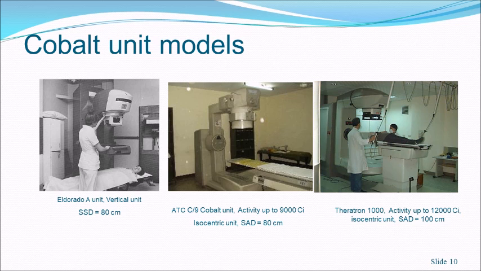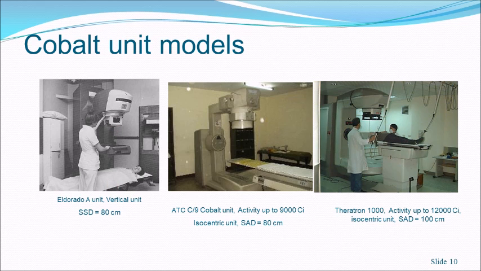These are some of the models of cobalt unit over the years. This is a vertical unit. You cannot do isocentric treatment, but you can take it higher and even treat a larger field size with a larger SSD. This is called Eldorado A. Later on, it became Eldorado 8. One thing you can do is a swivel of the head to treat laterally. It is brought down and rotated to treat the lateral beam. But there is no isocentric treatment possible.